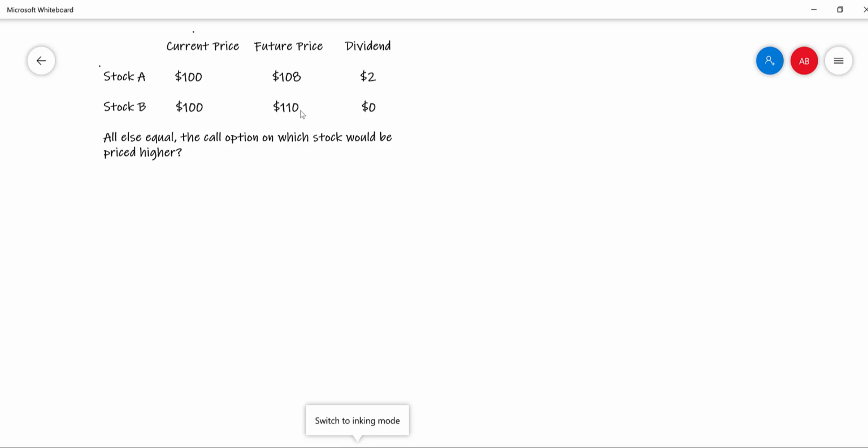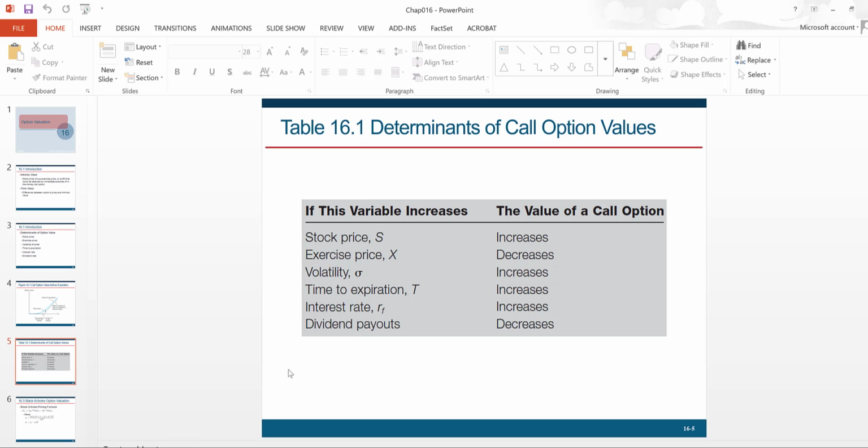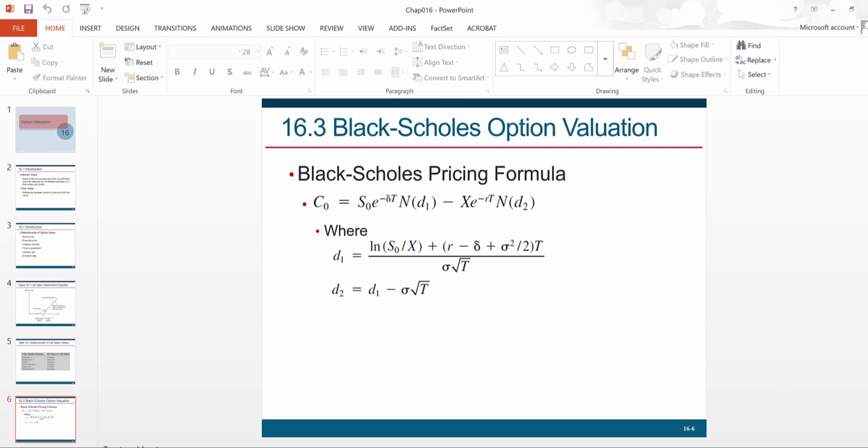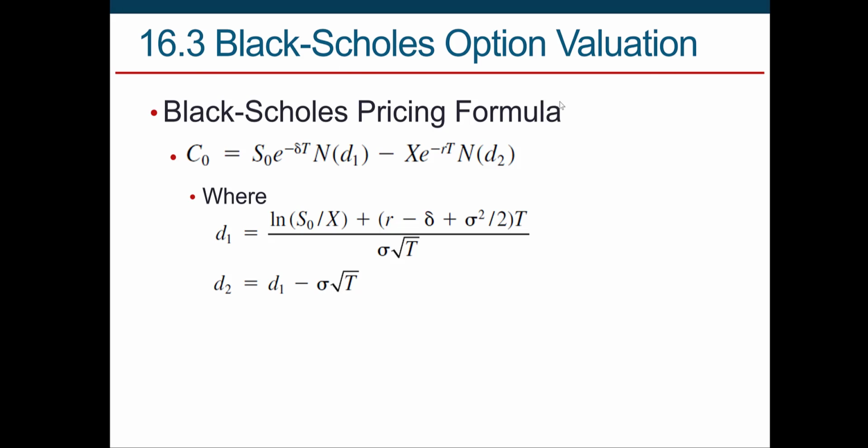So what this shows is that greater the dividend payout, like here for A, the dividend payout is more, the option price would be smaller. Lower the dividend payouts, the higher would be the option price. So there is an inverse relationship here between dividend payout and option price. As the dividend payout increases, option price goes down, and vice versa. So these are the 6 factors that together determine the price of the call option, and these are the 6 factors that actually go into the Black-Scholes option pricing formula.